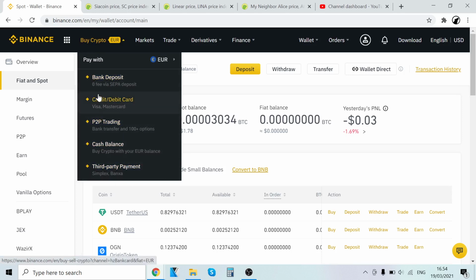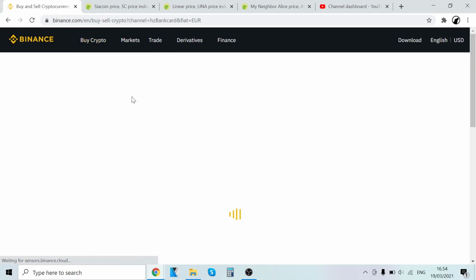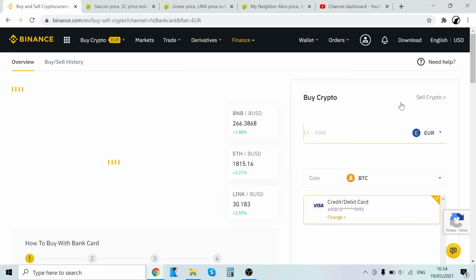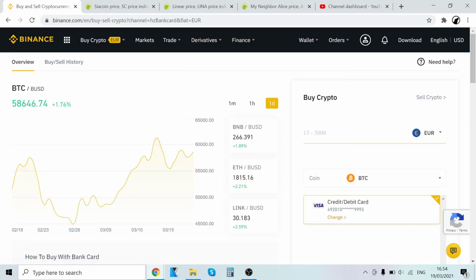It doesn't matter. But I like currently credit and debit card and also the Simplex, because you can just buy it in just 10 seconds and it's instant. You instantly get the crypto, so I love it.